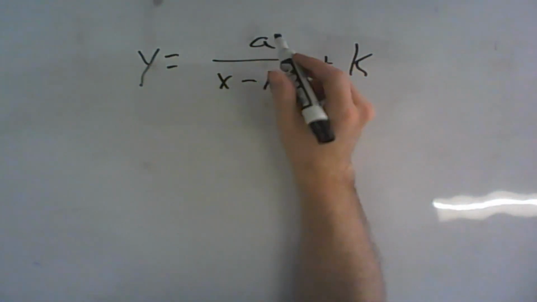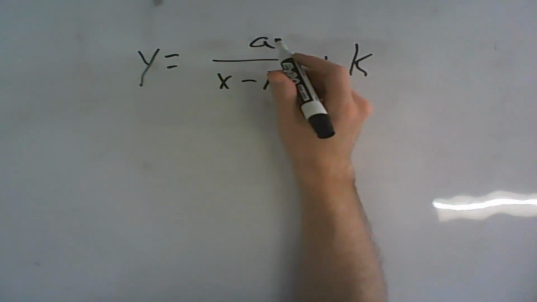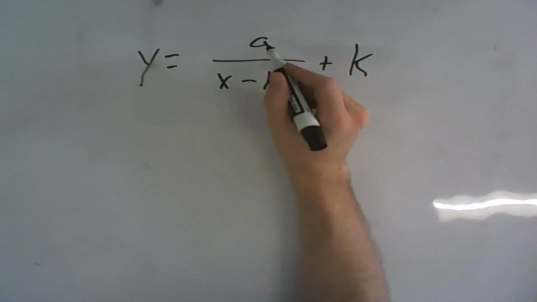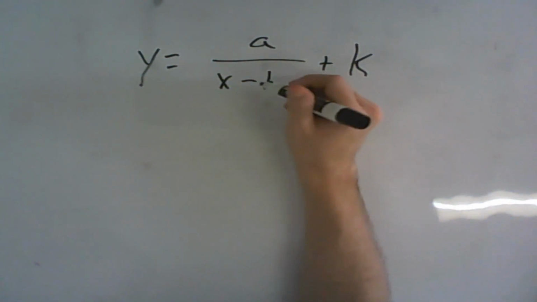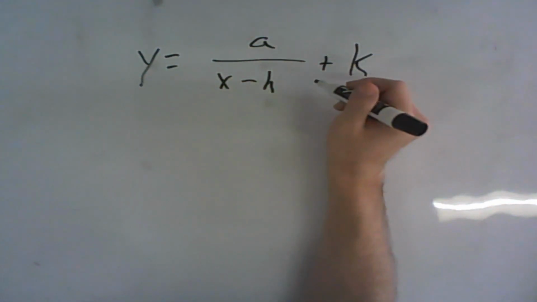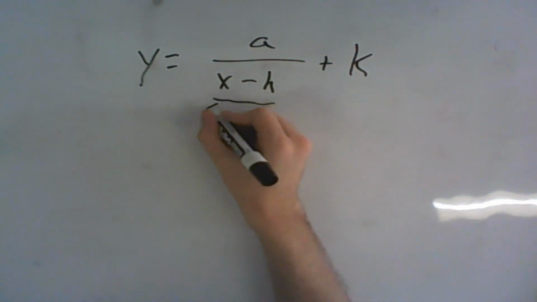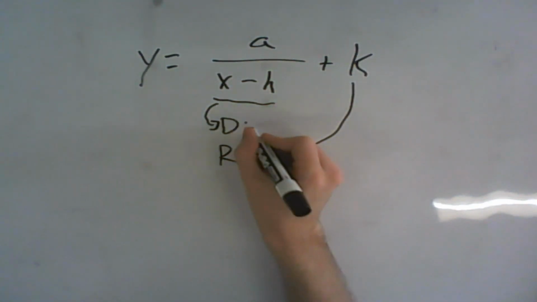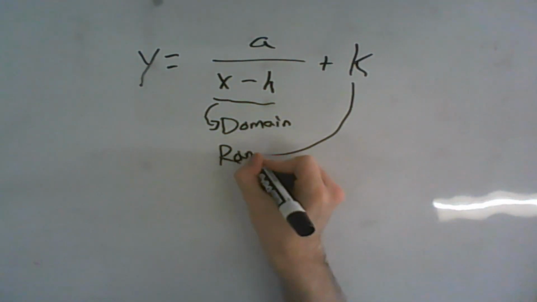So A is vertical stretch or vertical shrink, or it's a reflection. H is our horizontal shift, our horizontal translation, left or right. This affects our domain. And K affects range. Domain, and this is range.